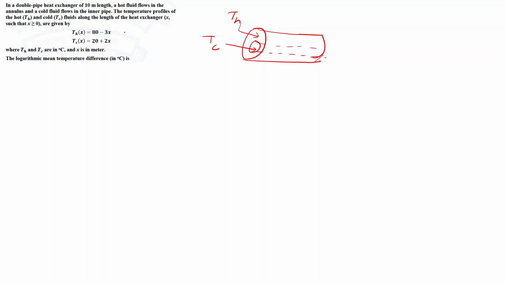From the temperature profile for this hot fluid that flows in the annulus, we can see that the slope of that line is negative. That means if I keep on increasing X, then TH decreases.